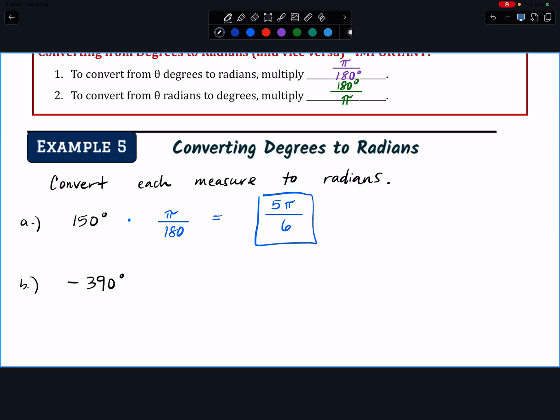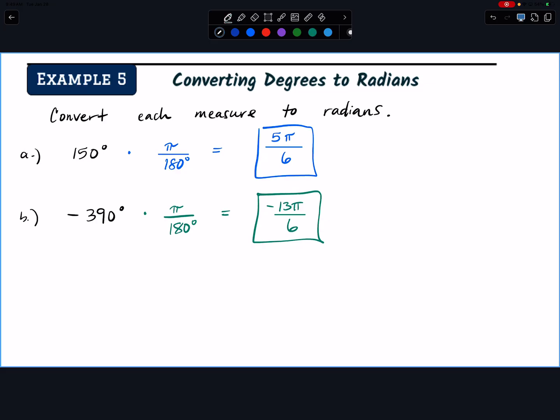So same idea, multiply by pi over 180. I forgot my degrees. So can someone please tell me what this simplifies to? Good. Negative 13 over 6. So my answer is going to be negative 13 pi over 6. Okay. I want to do one more, one that's weird.